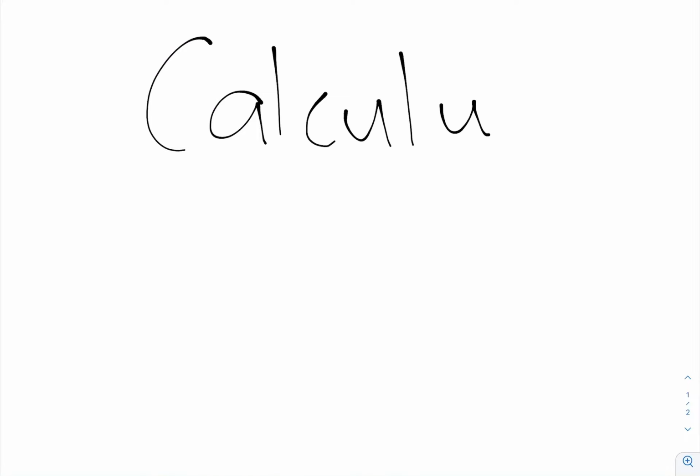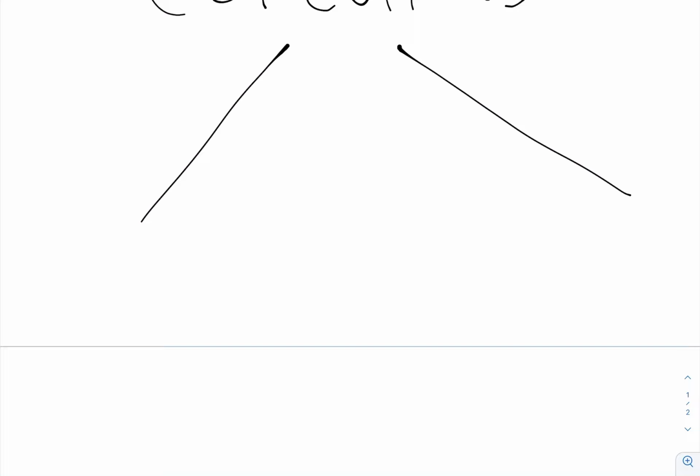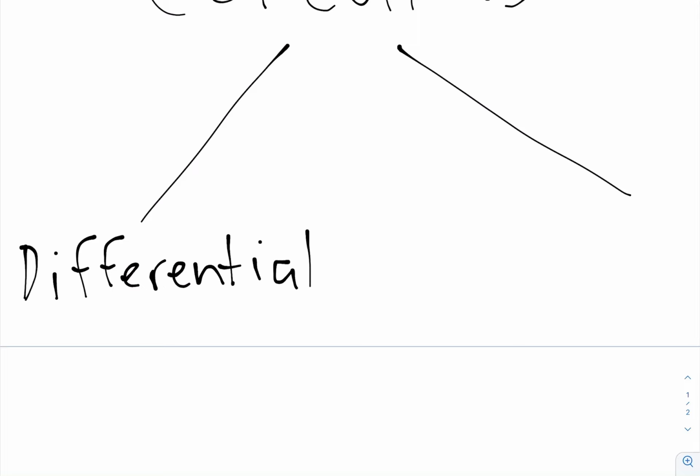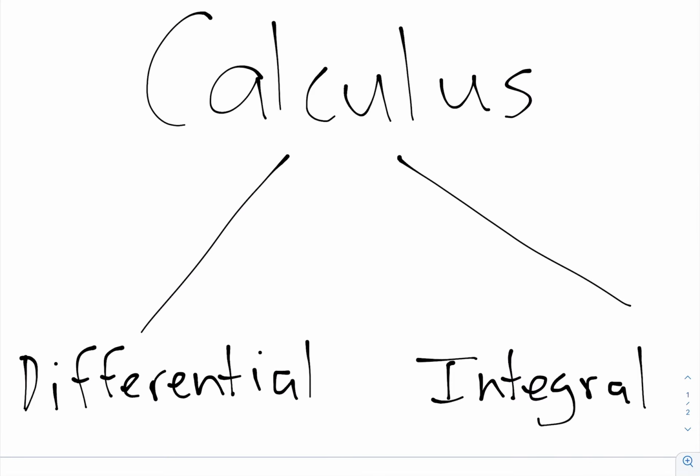Okay, so the main branches of calculus, if this is your calculus tree here, there are two main branches. The first branch of calculus is called differential calculus. The second branch is integral calculus. Differential calculus deals with something called derivatives. Derivatives are all about finding the rates at which something changes.